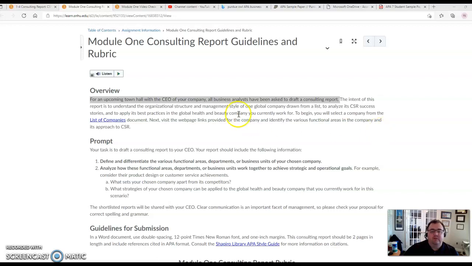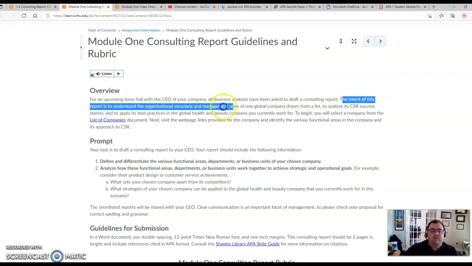Because you can assume that the CEO of the company knows basic things about the company and basic things about business. So you don't have to get into a very granular level of detail explaining everything. You could do a top level explanation, boom, move on, that's it. Now, what are we trying to do? The intent of this report is to understand the organizational structure and management style of one of the global companies drawn from a list.